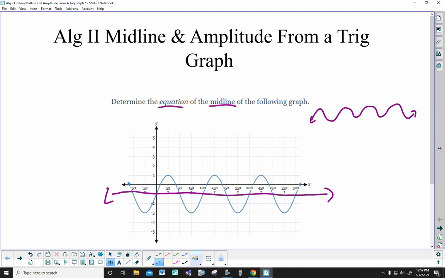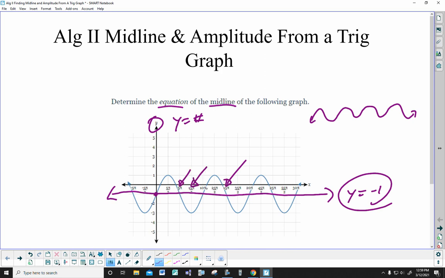Remember how to write the equation of all horizontal lines. All horizontal lines only cross the y-axis, so their equation is y equals some number. In this case, it's crossing at -1, so the equation for that midline is y is equal to -1. That's the answer. Oh, and these marks are in radians rather than degrees. You don't need to worry about that.